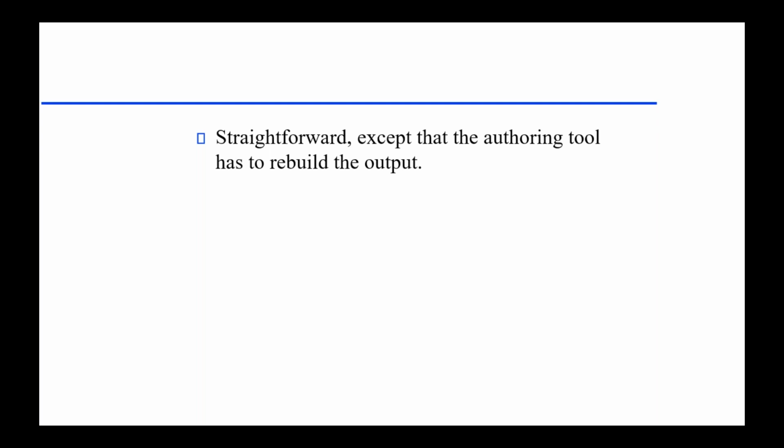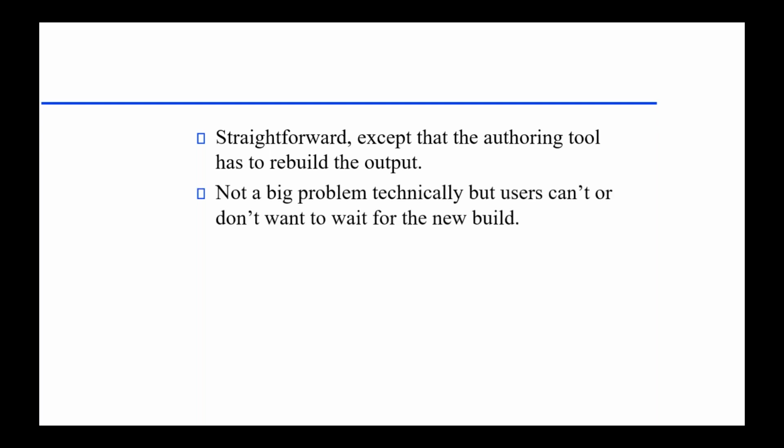So build speed and the amount of memory that you have in your computer are absolutely crucial. And anything you can do to increase build speed is to the good. But still, if I ask for some information, like, hey, what's the temperature outside? And you tell me that I have to wait for 30 seconds or 60 seconds or 5 minutes, I'm not going to be very happy. Technically, it's not a problem, but if I'm the user, I don't want to wait for the new build.